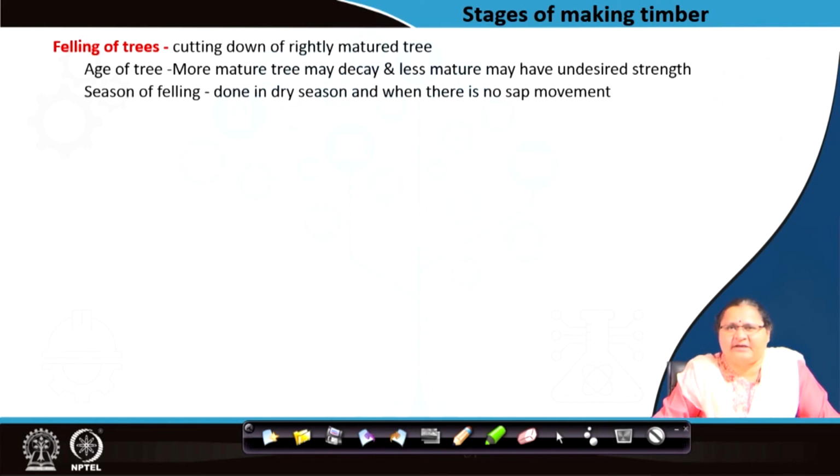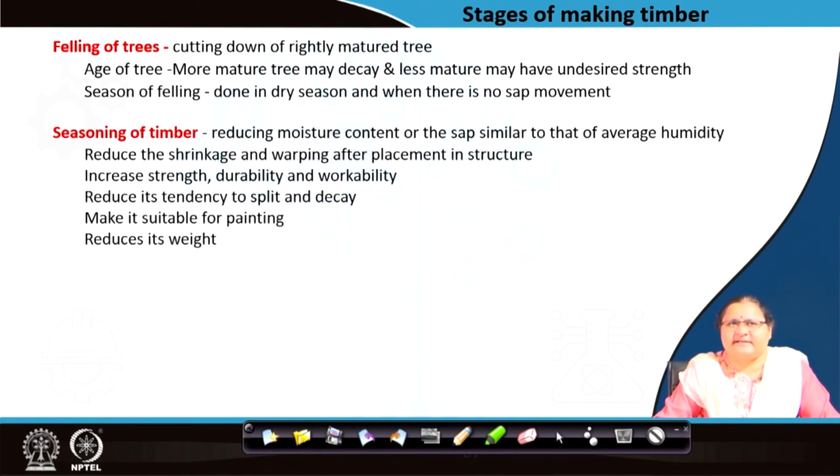If you have a planned plantation from where you will take wood, then you know the right age, the variety of plant, and the climatic condition. Based on that, you cut it conveniently in the dry season, when sap movement is not happening and the age is just appropriate to get the wood out of it. After you get such trees, you need to season it, as we had done for stone.